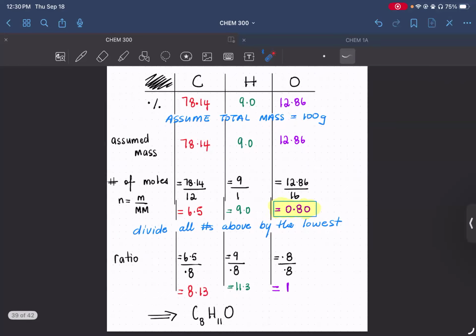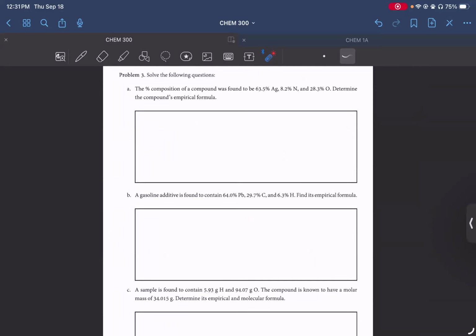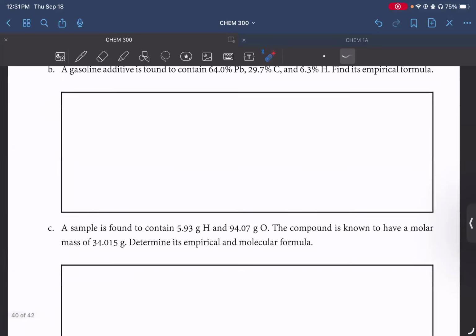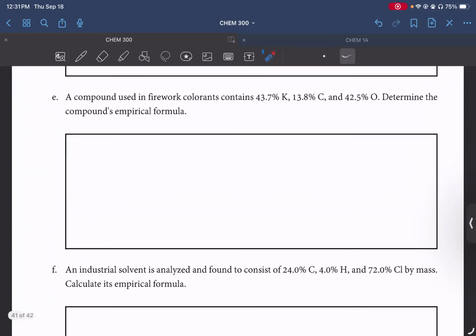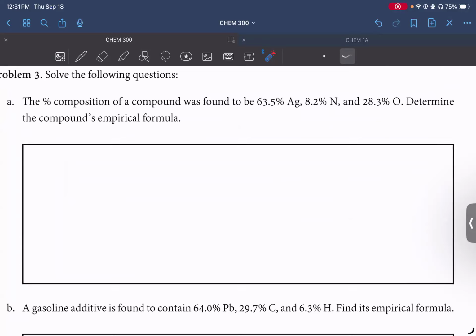Let's try another one for good measure. From the in-class problem set, let's do part A. The question says the percent composition of a compound was found to be 63.5% silver, 8.2% nitrogen, and 28.3% oxygen. Determine the compound's empirical formula.